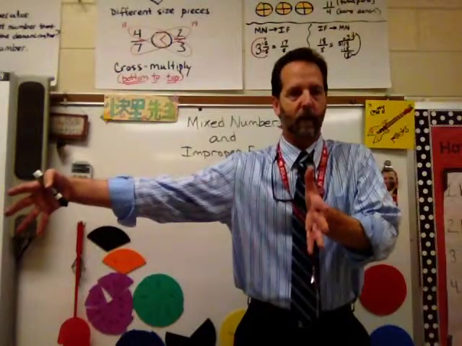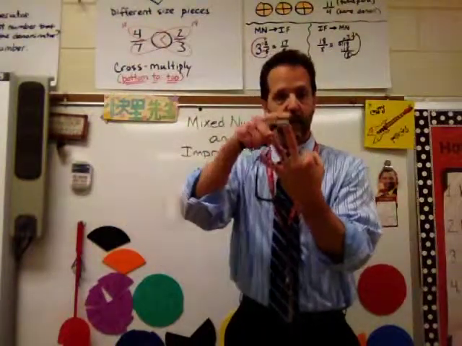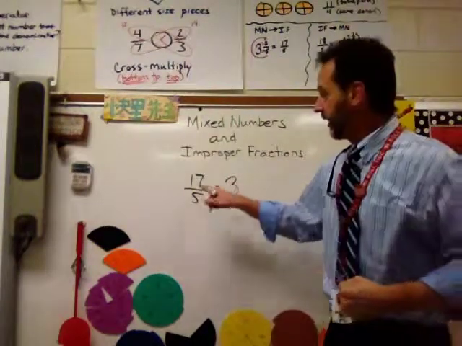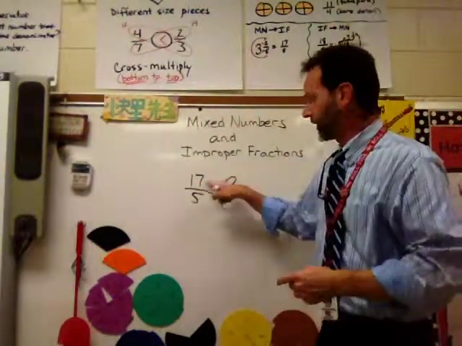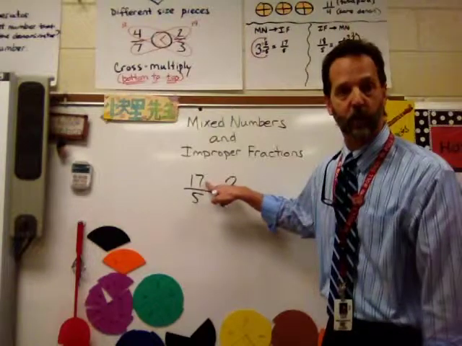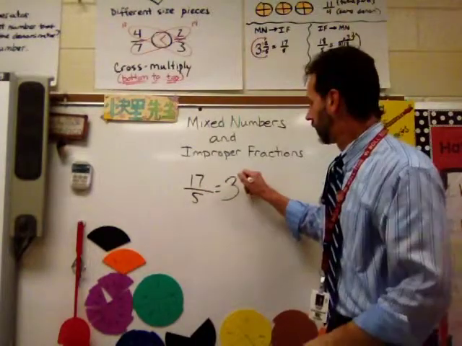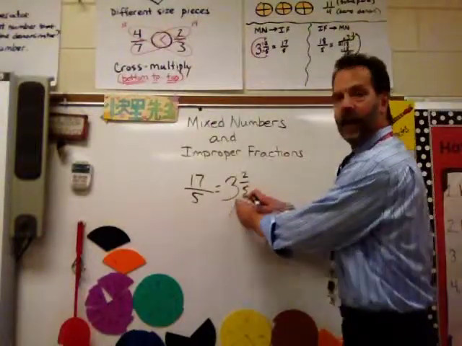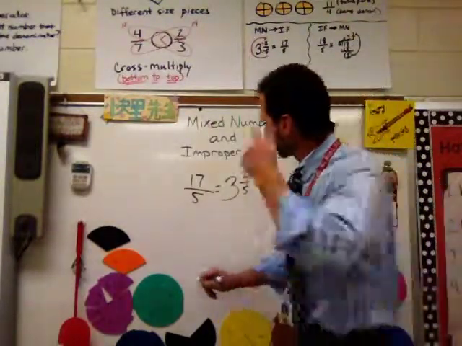How many things did we count? 3. 5, 10, 15. We were able to take out 3 whole things. Now, if I took 15 from the 17 that I had, how many would that leave me with? 2. And my denominator stays the same. That would give me 3 and 2 fifths.